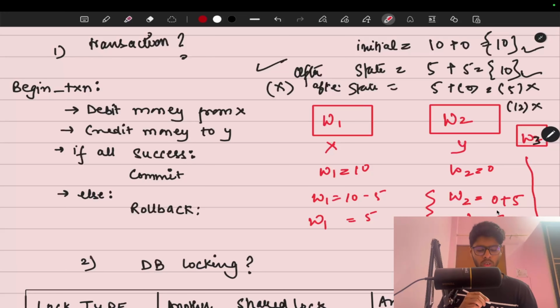In this situation also we will get a rollback, and of course we will roll back to the initial state. So this is all about the transaction. In easy words, we can simply say everything will happen perfectly or nothing will happen.